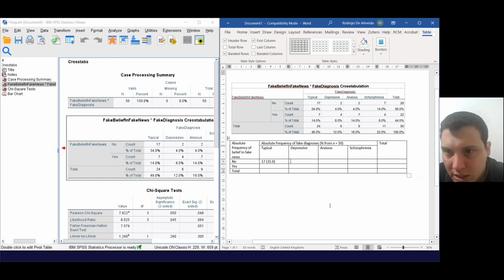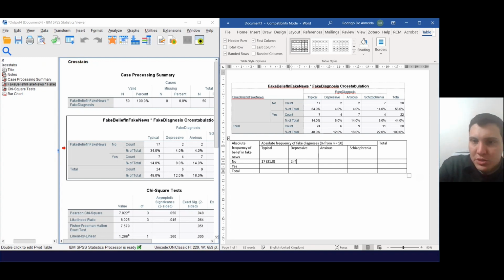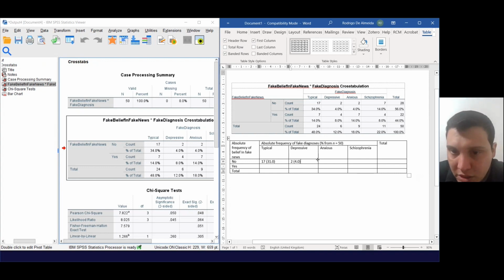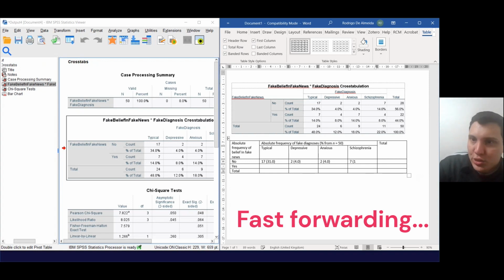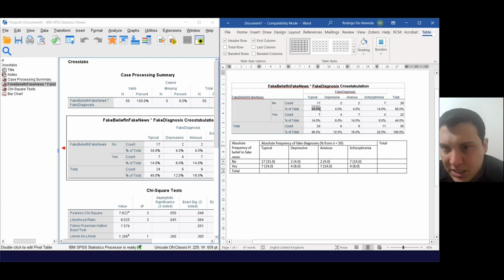So now, because this is in the brackets, we know that these brackets are talking about percentages, right? 2 is 4%. We have 50 people, so everything's just going to be double to make the percentage. 2, 4%, 7, 14%. These 34% people, are these 34% typical people who do believe in fake news or who don't believe in fake news?